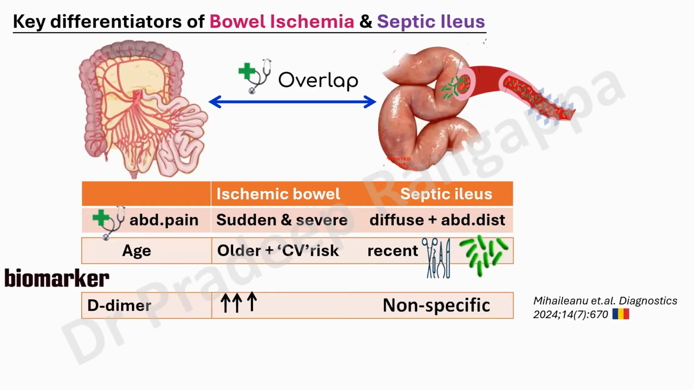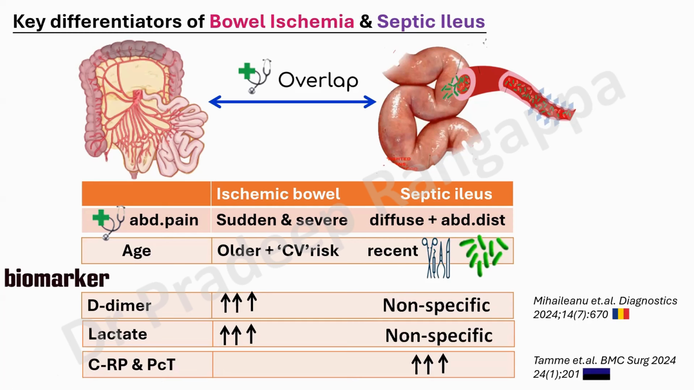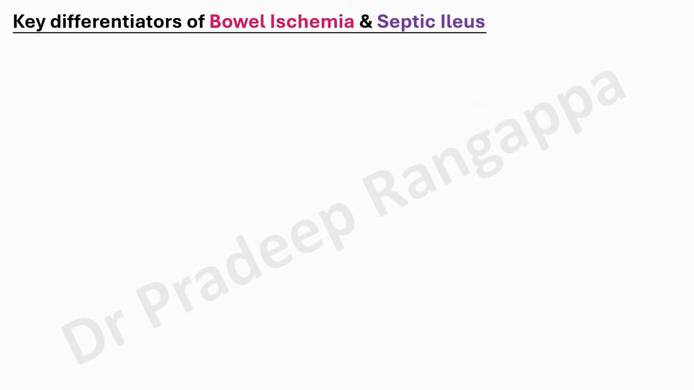And biomarkers are helpful. D-dimers tend to go up in ischemic bowel and are non-specific in septic ileus. It was shown in a particular study from Belgium that D-dimers can be used as a surrogate marker for ischemic bowel. And we all know lactates tend to go up with ischemic bowel, but they are non-specific with septic ileus. CRP and procalcitonin, which are markers of sepsis, tend to go up in septic ileus as opposed to ischemic bowel. A study from Estonia showed these can be some of the differentiators.